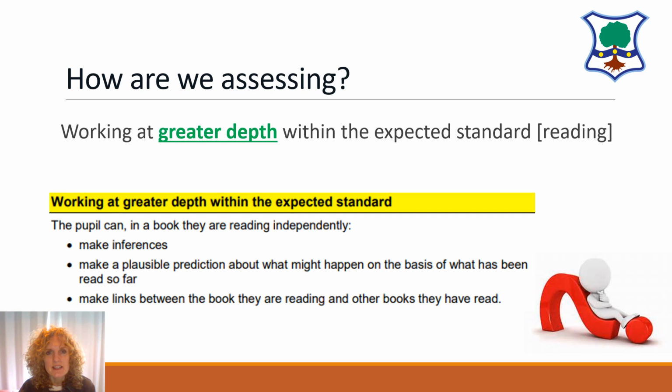As I've said previously, every child is different. So some children may be working at what we call greater depth within an expected standard. Now this might be for all core subjects, reading, writing and maths, or it might be just for one. Please note, although there are only 3 bullet points on this slide for reading, they are expected to demonstrate all the previous working at the expected standard bullet points. So quite a lot for a child to be able to show.